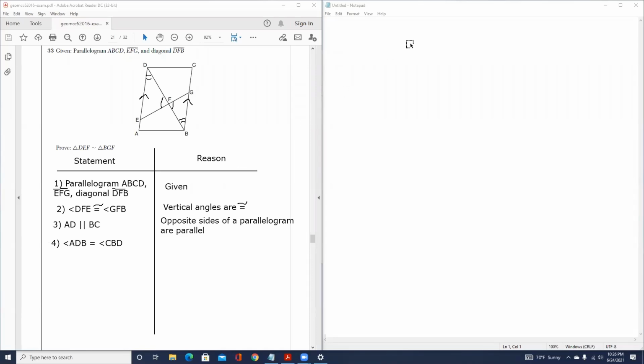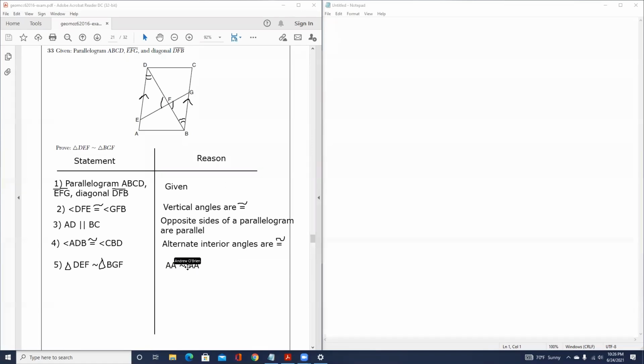And the reasoning for this is that alternate interior angles are congruent. We have this. We have our fifth and final step, which is that triangle DEF is similar to triangle BGF. And the reasoning that I'm going to give is angle-angle similarity.